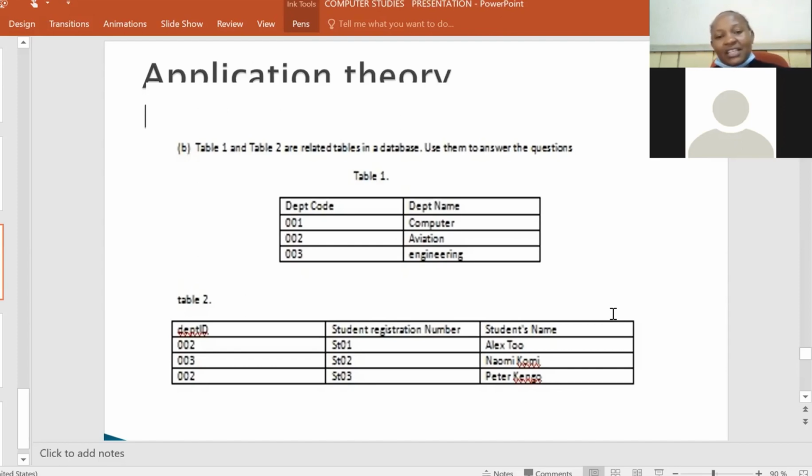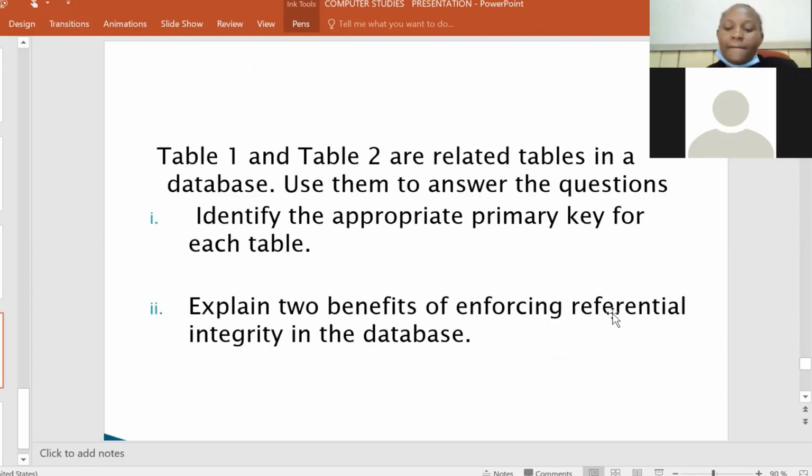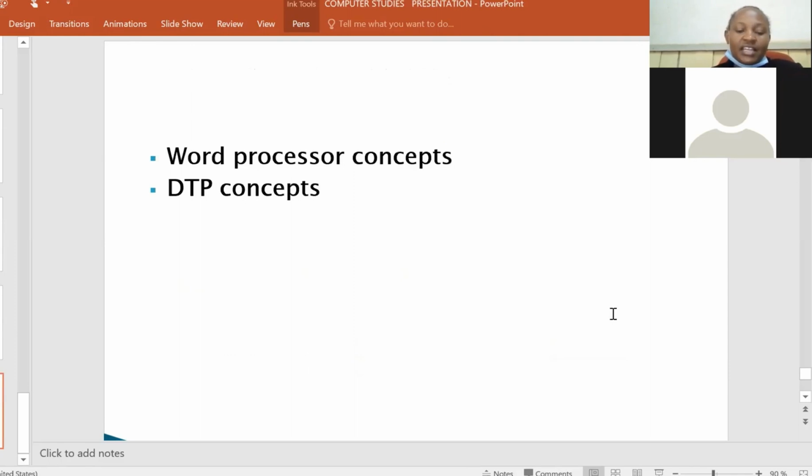You will find, for example, one of the benefits is that no record can exist in table 2 without it first existing in table 1. No change can be made to table 2 without it being made to table 1. And then again, it will also ensure that any change in table 1 is also reflected in table 2. So those are the two benefits of enforcing the referential integrity.